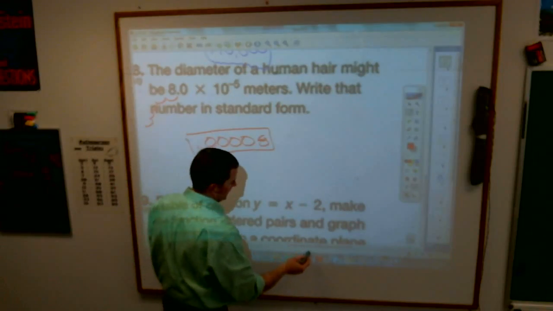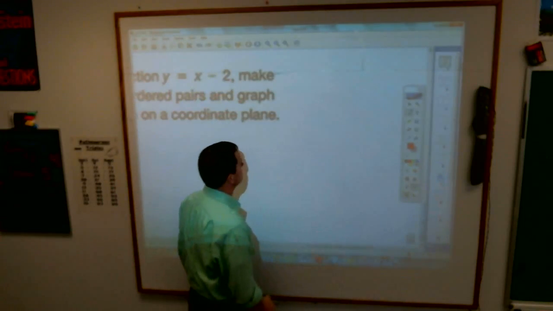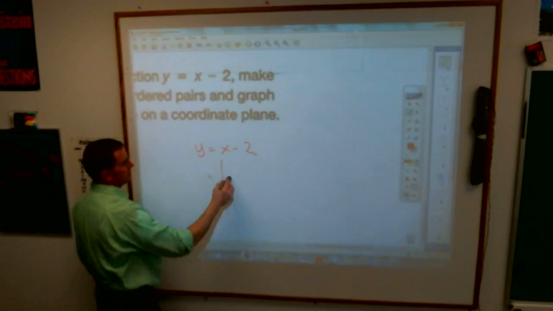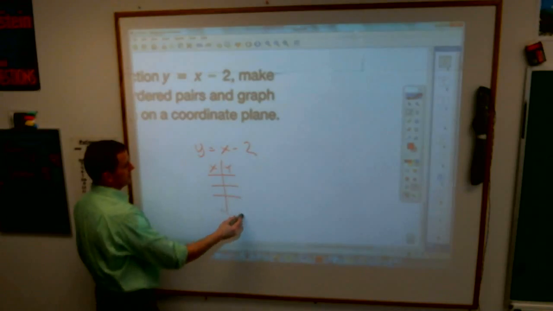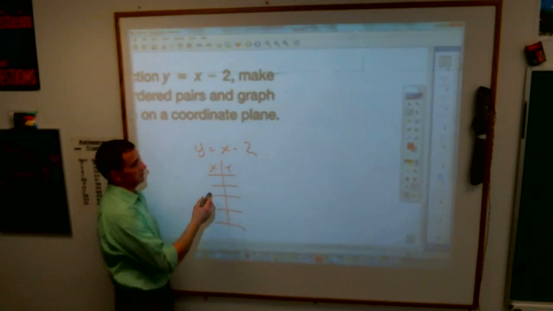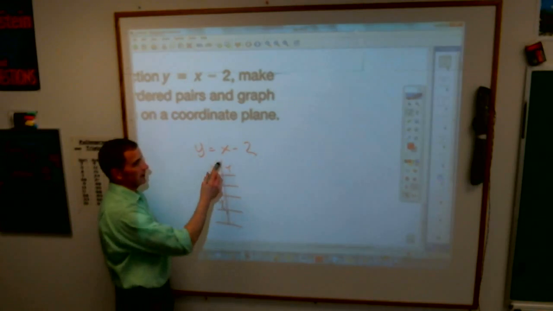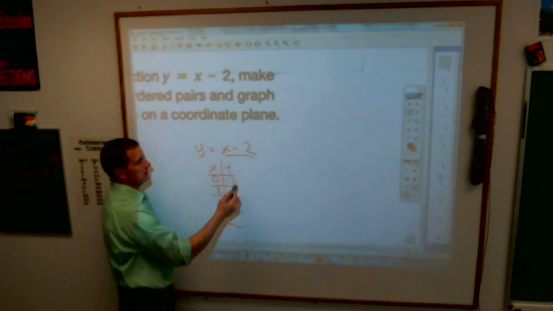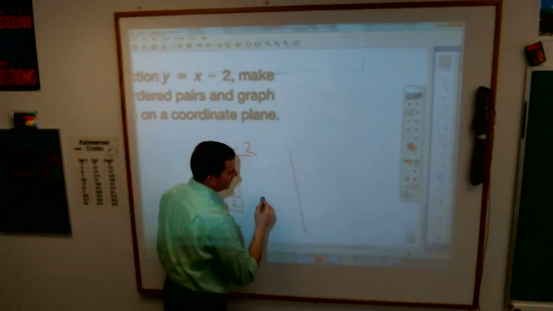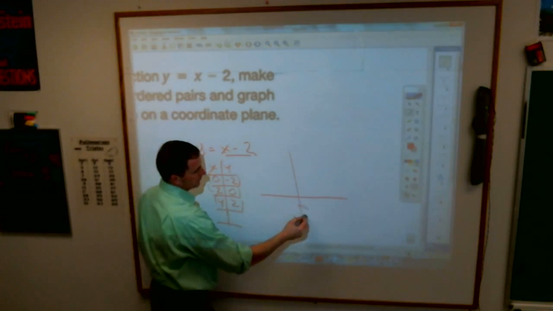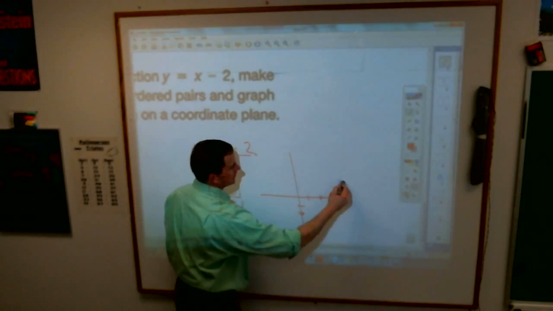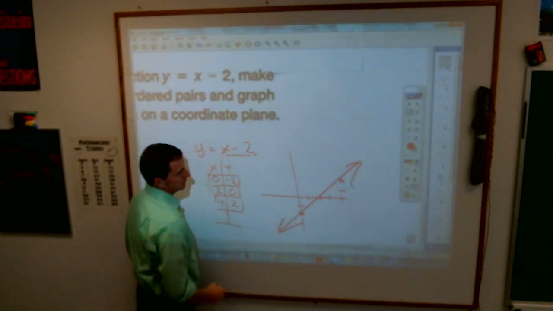This one just asks you to make a table. Hopefully you did that. That's where the graph came from. Y equals x minus 2. You made a table of x and y. Where do I get my x numbers from? You make them up. It's yours. You always use 0, maybe 2, 4, whatever. 0 minus 2 is negative 2. 2 minus 2 is 0. 4 minus 2 is 2. And then those are the coordinates on your graph: 0, negative 2; 2, 0; and 4, 2. You graph them and you get your line.